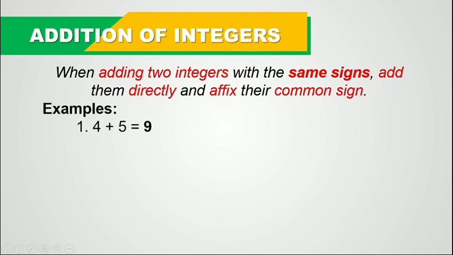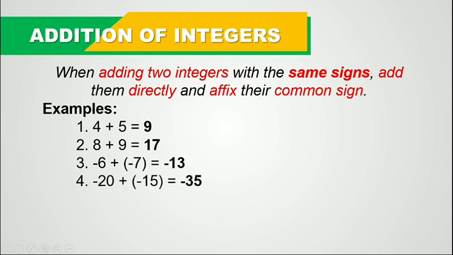Example, 4 plus 5. So it's +4 plus +5, that's +9. So i-add na nato sila dritso. How about this? 8 plus 9, that's 17 because both are positive. So ato lang siyang i-add dritso. How about this? -6 plus -7. The answer is -13. So we just simply add them directly and affix their common sign, which is negative. This one, -20 plus -15, that's -35 because both of the addends are negative.